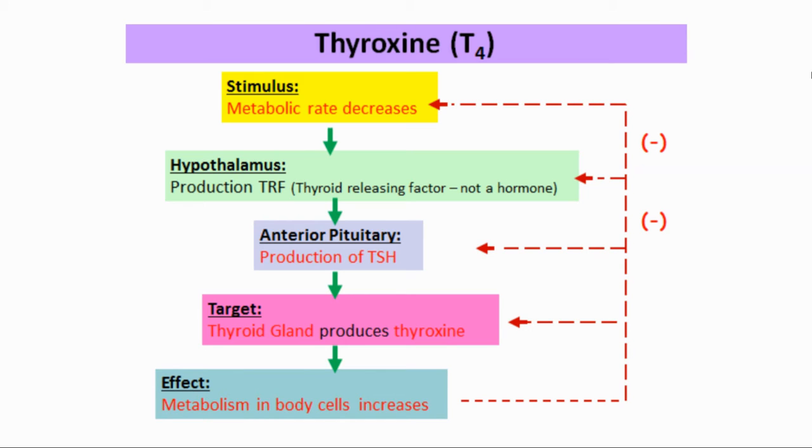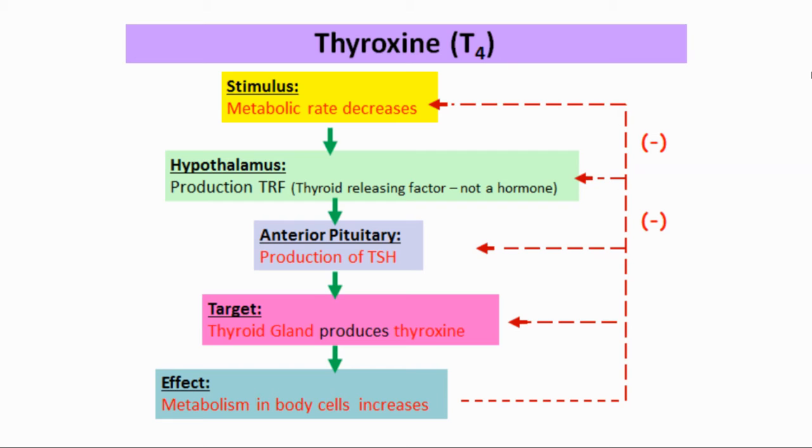So you have seen this thyroxin feedback loop in a different version, but essentially there is some sort of stimulus, such as you haven't eaten in a while, or you're hungry, or something happens and your metabolic rate decreases. Your hypothalamus will release the TRF, which is the thyroid releasing factor. This is not a hormone, it's a releasing factor. It just talks to the anterior pituitary. That anterior pituitary produces TSH. The TSH goes to the thyroid, makes thyroxin, and then we have metabolism increasing in all cells. That is essentially what thyroxin does.